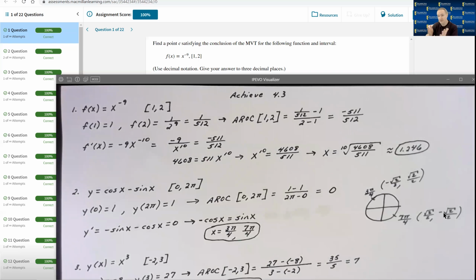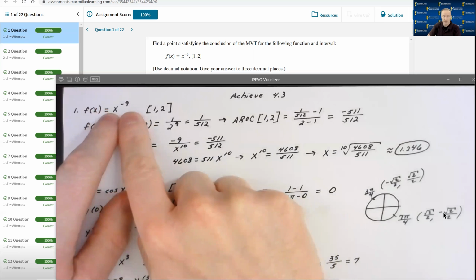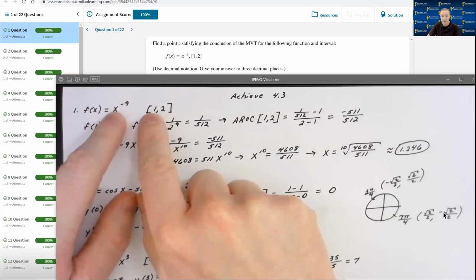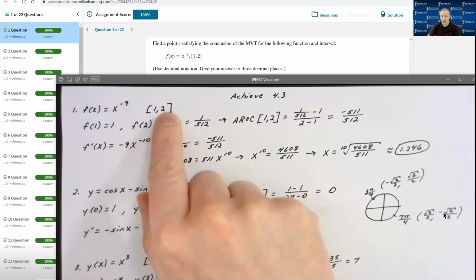All right, for example, question 1. It gives us the function x to the negative ninth, or 1 over x to the ninth, on the interval 1 to 2. So the first thing I need to do if I'm going to show the mean value theorem is figure out how much this function changes, what is the average rate of change, what is the slope from 1 to 2.